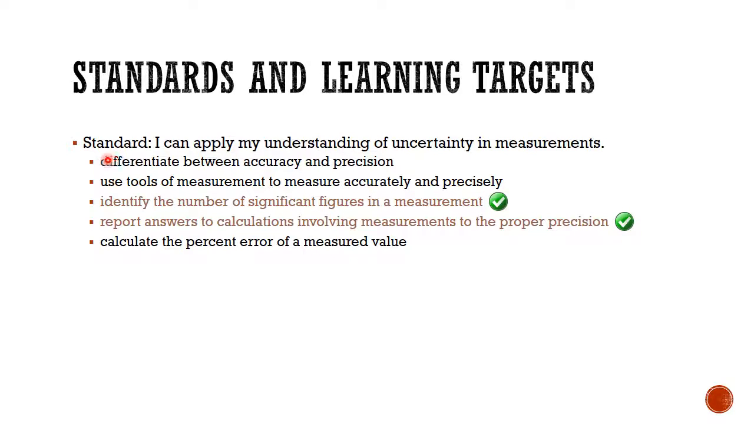The first one you see listed here, differentiate between accuracy and precision, is, as we will learn, they are not the same thing. And we want to be able to calculate the percent error of a measured value. So jumping in here, the difference between accuracy and precision.